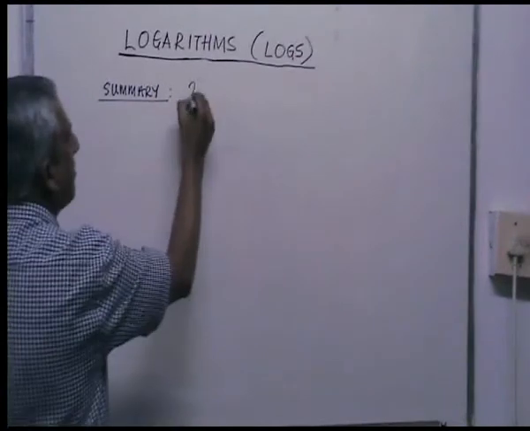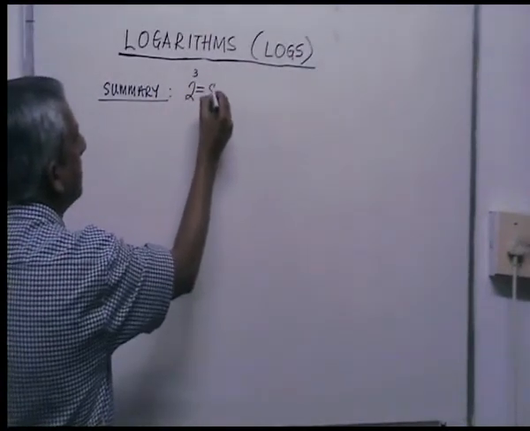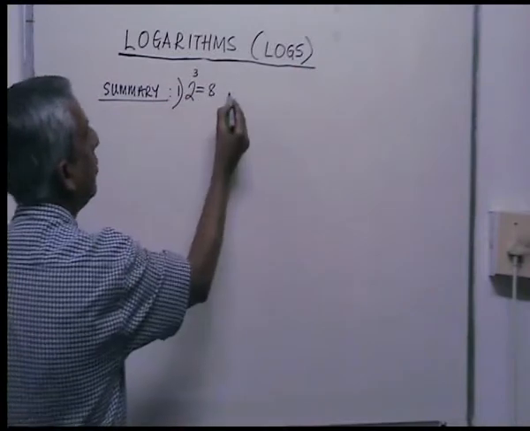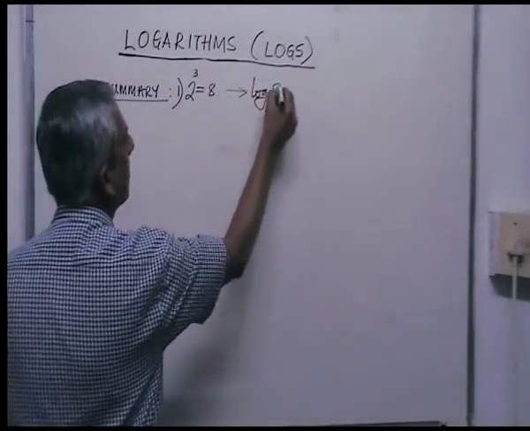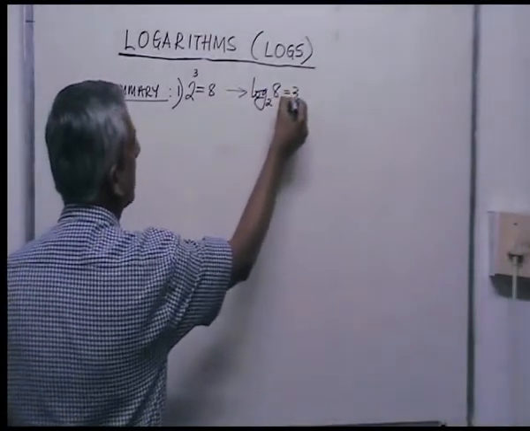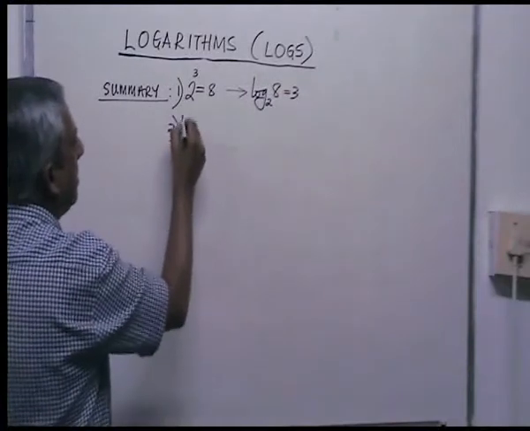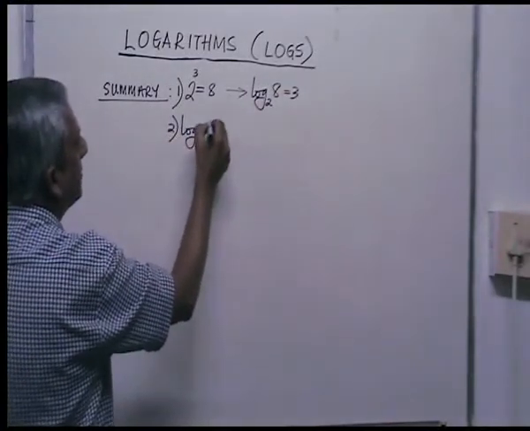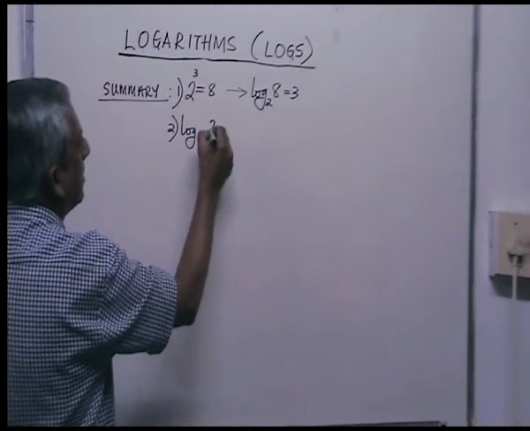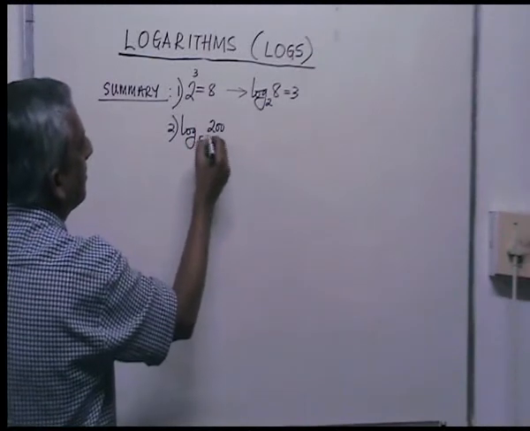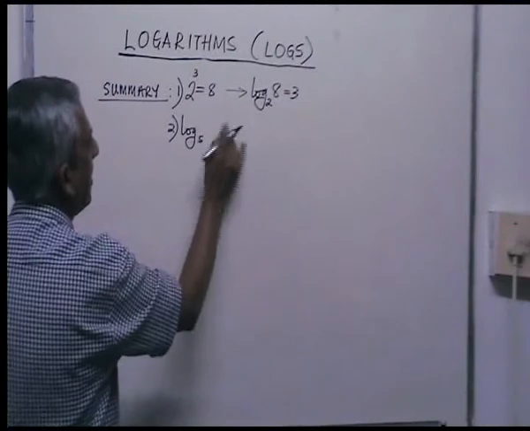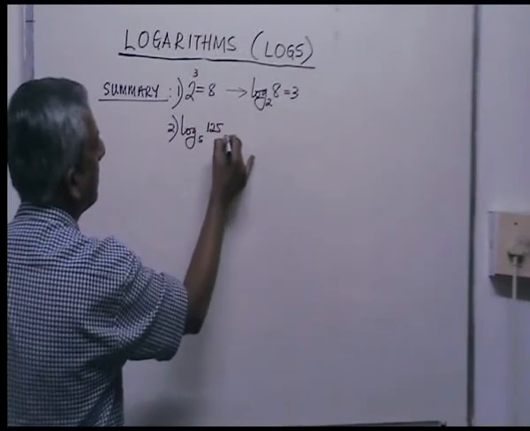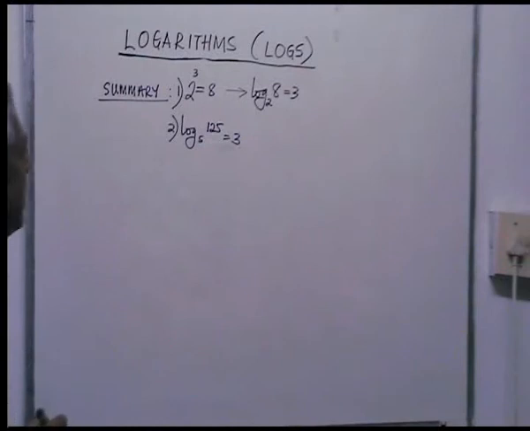Firstly, if I give you something in index form, you must be able to rewrite that in log form. So you'll say log of 8 to the base 2 is equal to 3. Secondly, if I give you something in log form, log of 125 to the base 5, then it's 3. Right? Log of 125 to the base 5 is 3.